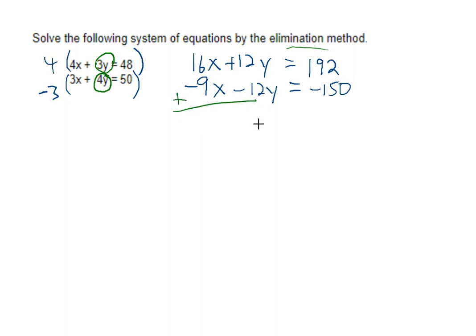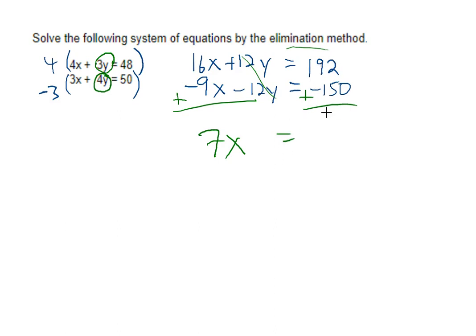Now we'll go ahead and add these two equations together. Add the left-hand sides, add the right-hand sides. 16x minus 9x would be, I don't know why I put a negative there. It's going to be positive 7x. The y's cancel each other out. That's the important thing that we did there to make sure those would cancel out.